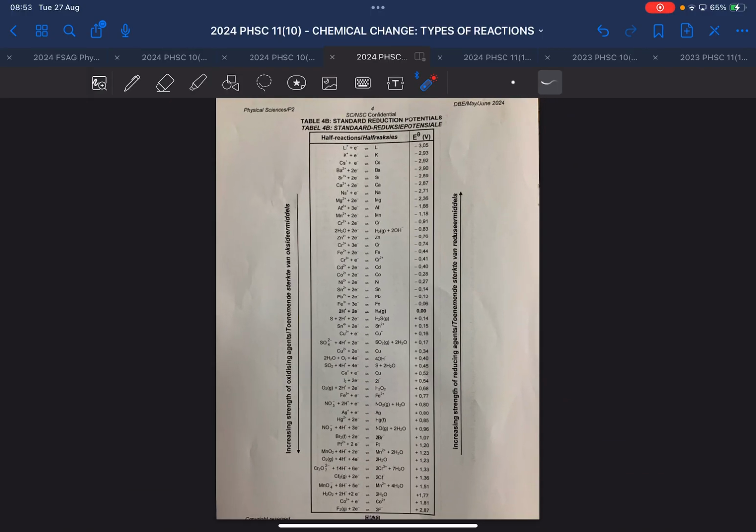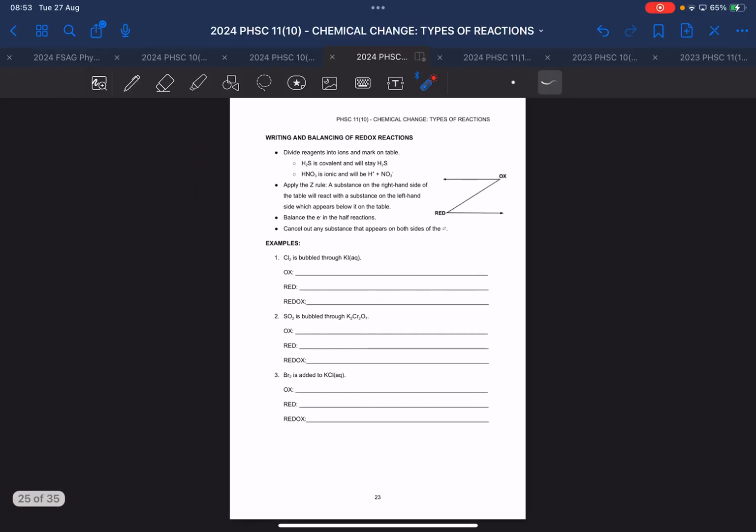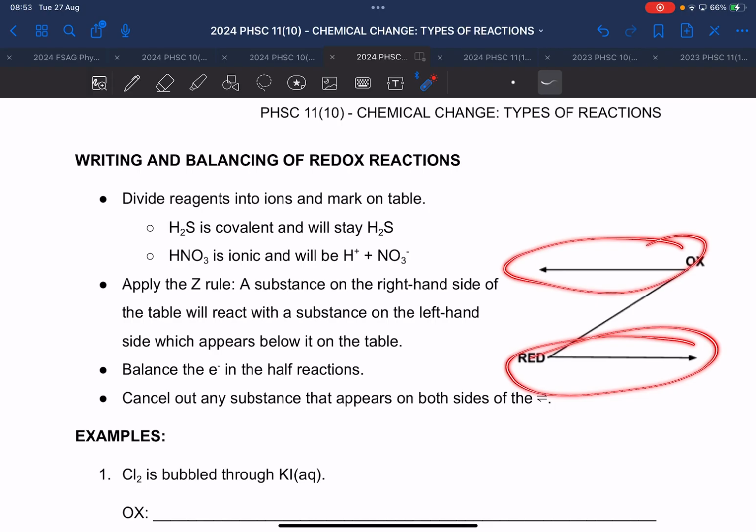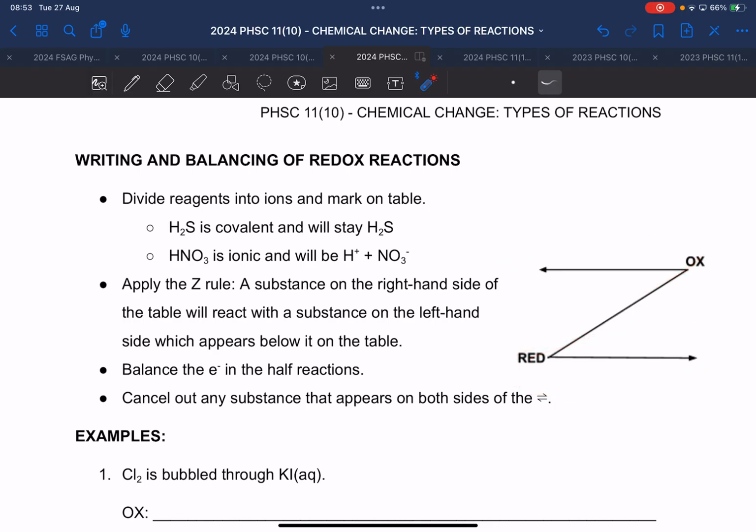Okay, right. We're going to get to table 4b in a moment. Now, when we write these redox reactions, my trick is that we must be able to write a Z. For a reaction to take place, we are going to make a Z. We're going to get to the Z in a moment.